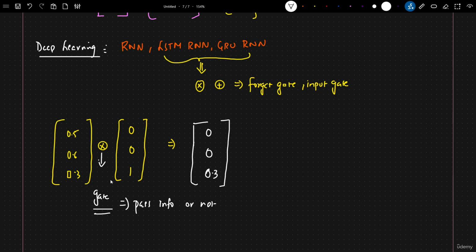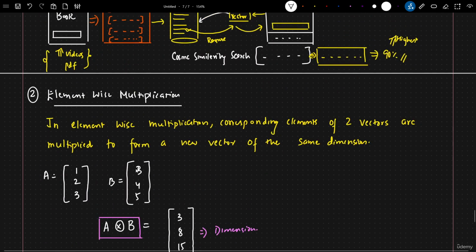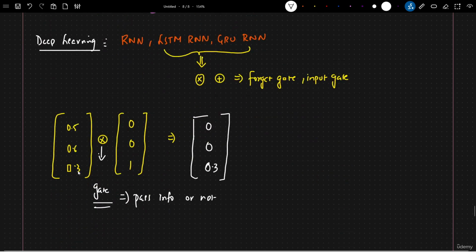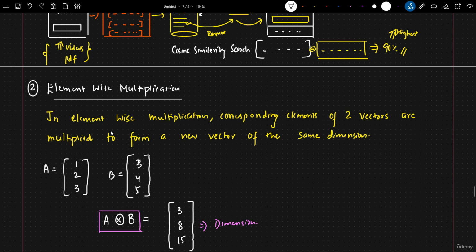But when we do this element-wise multiplication over here, 0.3 multiplied by 1, it is passing this specific information, right? So we can pass some information or not, and this will be very, very handy whenever we apply it in neural networks, because the architecture over there uses forget gate, input gate, and different types of gates, which are responsible for passing some of the information and not. So this was a good example to make you understand element-wise multiplication.